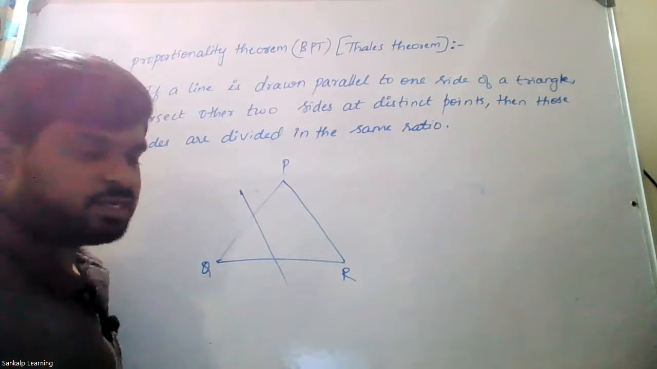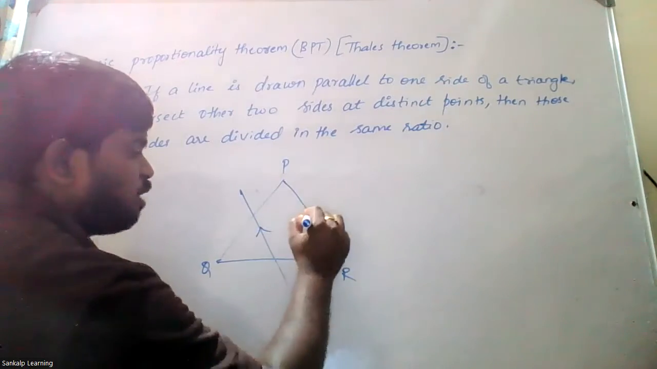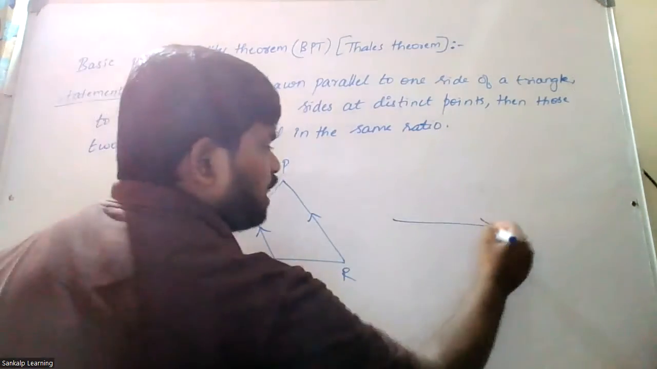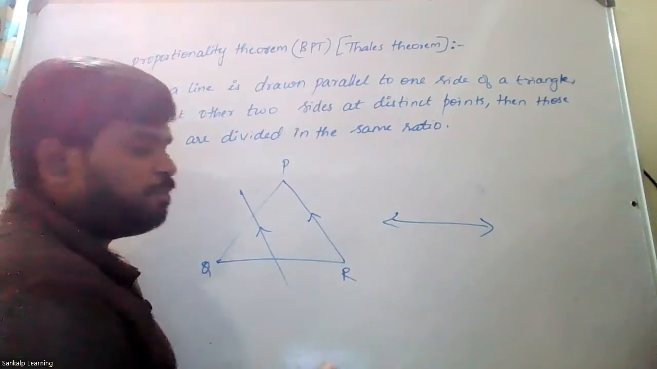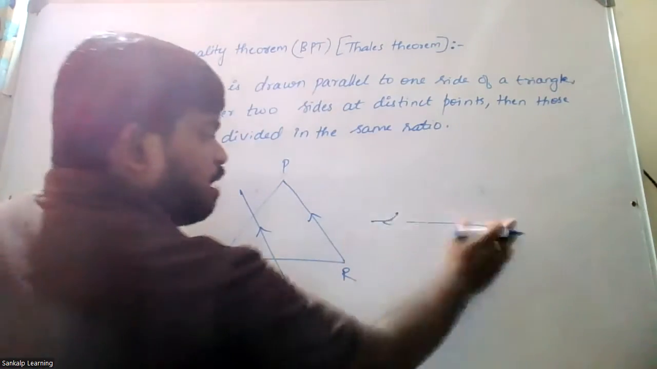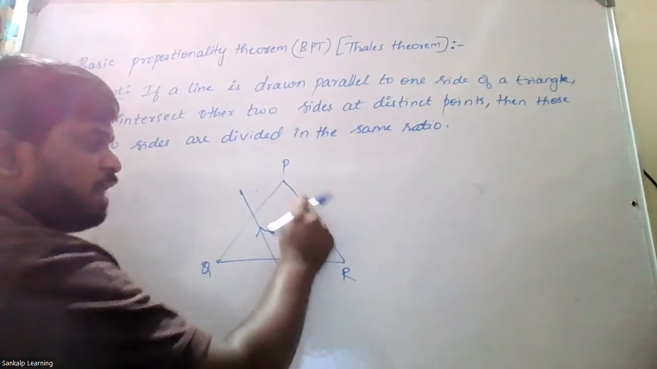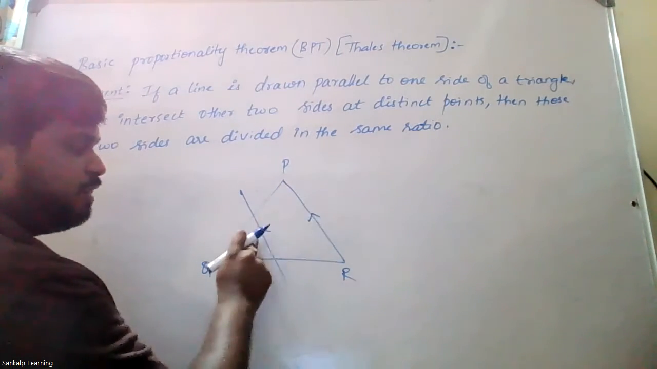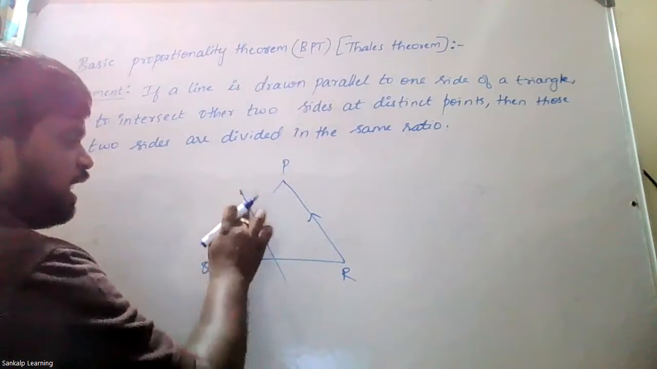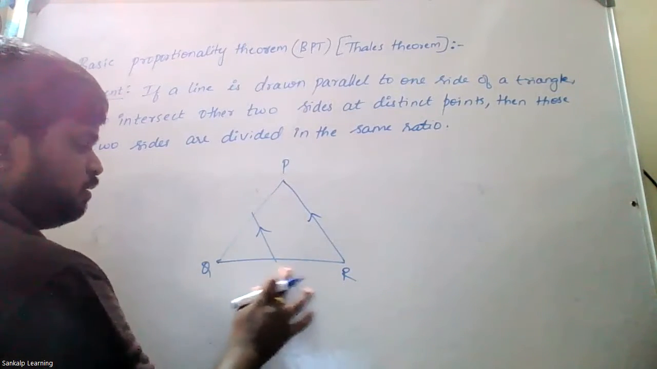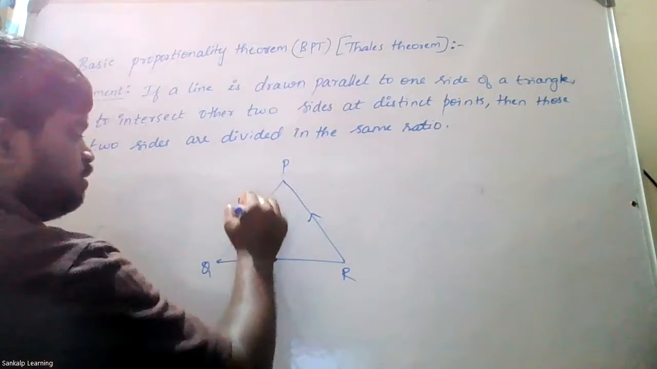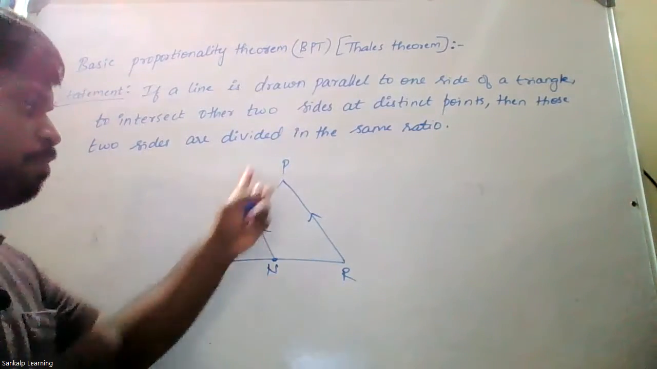How do I represent it? Geometrically, I just put an arrow mark on the line, not at the ends of the line. If I put an arrow mark at the ends of the line, it means that the line keeps extending. The line can be extended. But if I put the arrow mark on the line in between, it means this line and this line are parallel to each other. Okay. So I've drawn a line. Let's take MN. So let's draw a line MN parallel to PR.